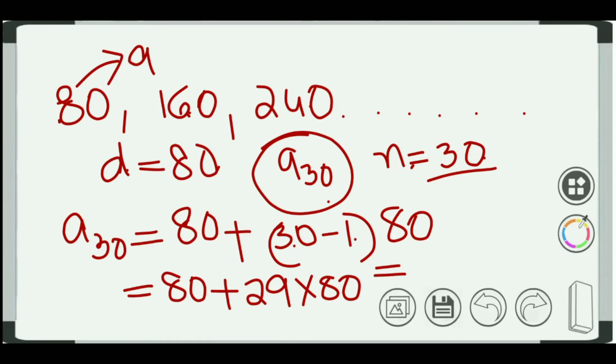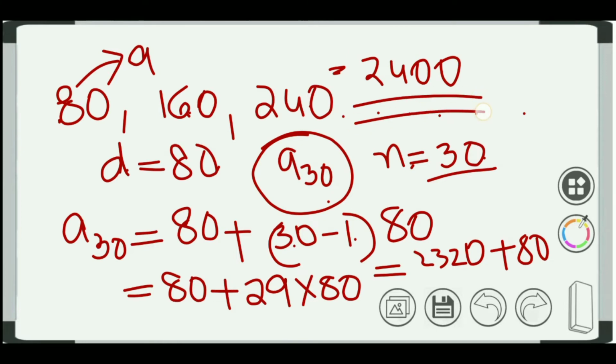29 into 80 is 2320. So 2320 plus 80 equal to 2400. This is the answer. Okay, so you can write, the interest at the end of 30 years will be rupees 2400.